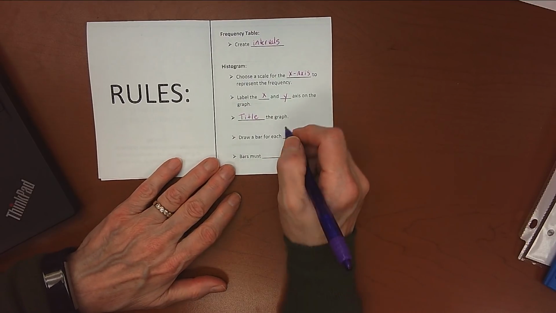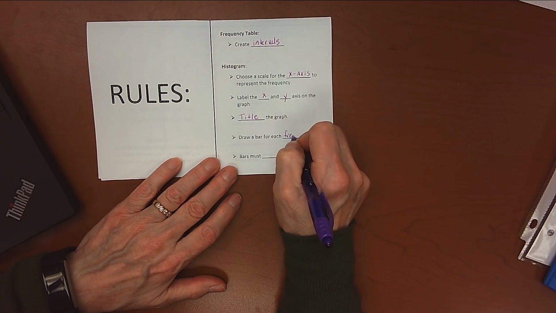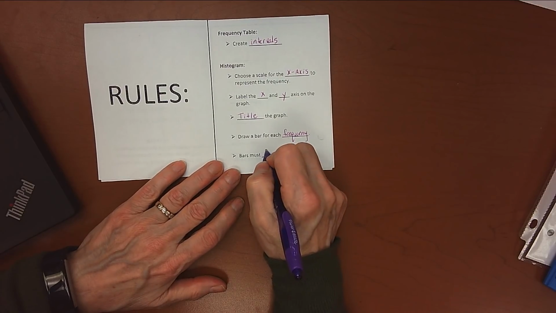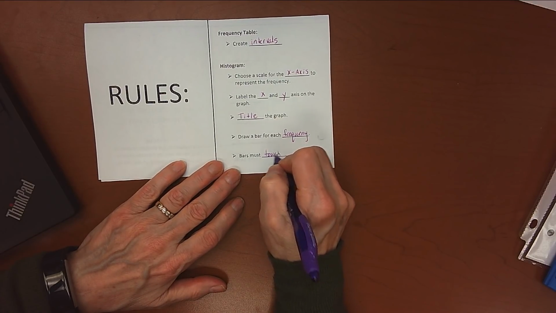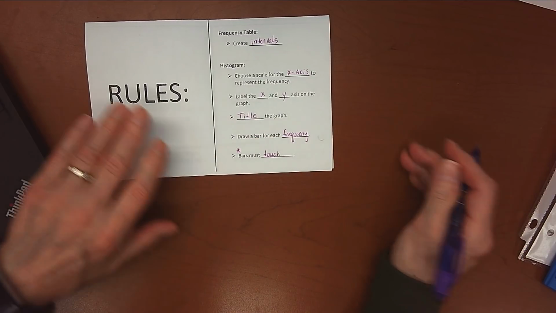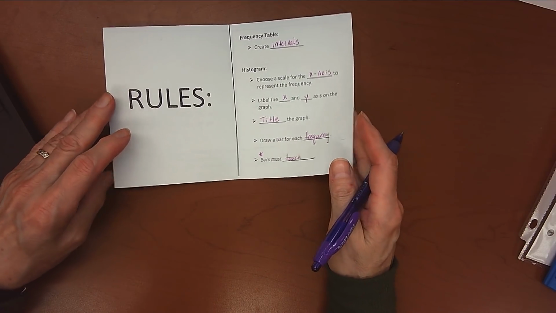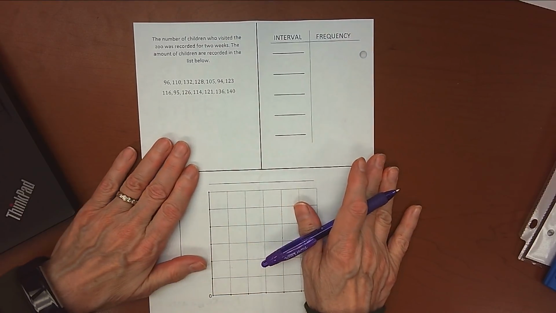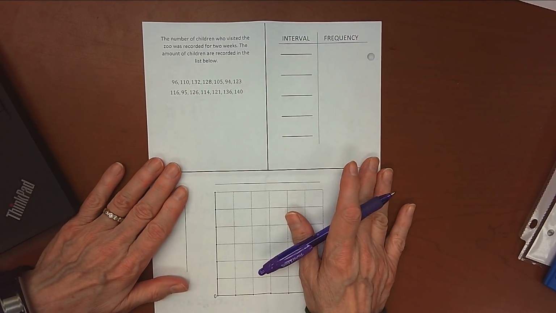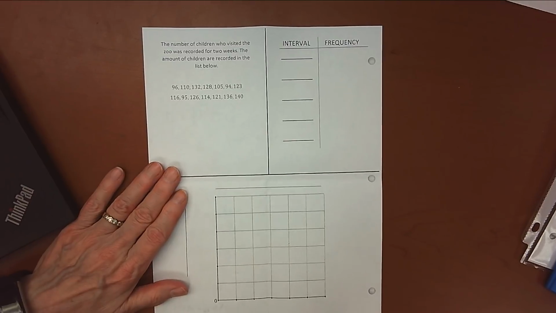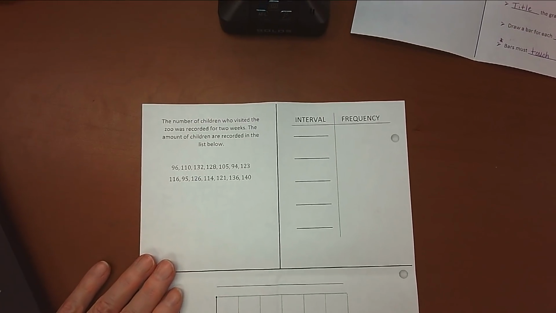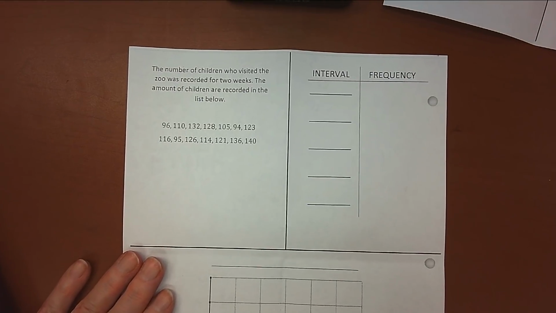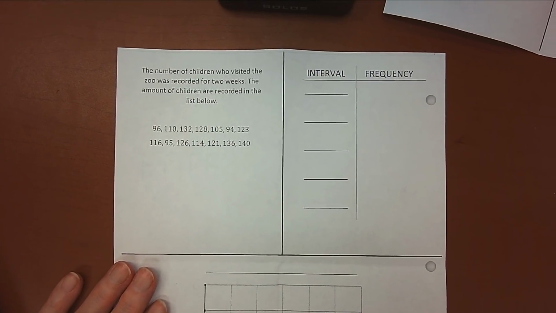We're going to draw a bar for each of the frequencies that we're going to make here in a minute. And then we want to remember that those bars have to touch. Make sure that those bars touch when we graph our bars. All right, so on to creating our frequency table here. So we've got some information here that says the number of children who visited the zoo was recorded for 2 weeks. The amount of children are recorded in the list below. And there you see some data.